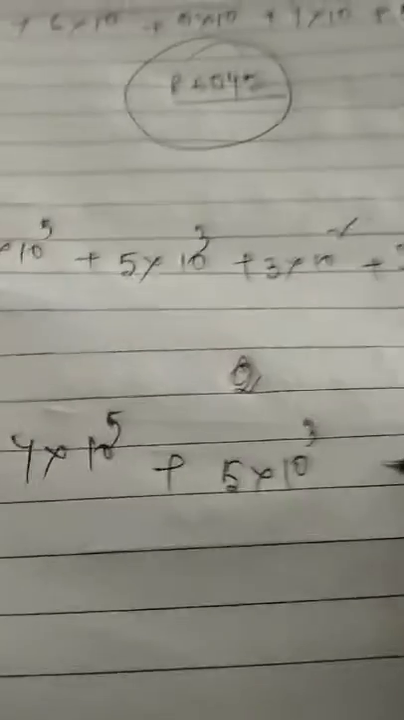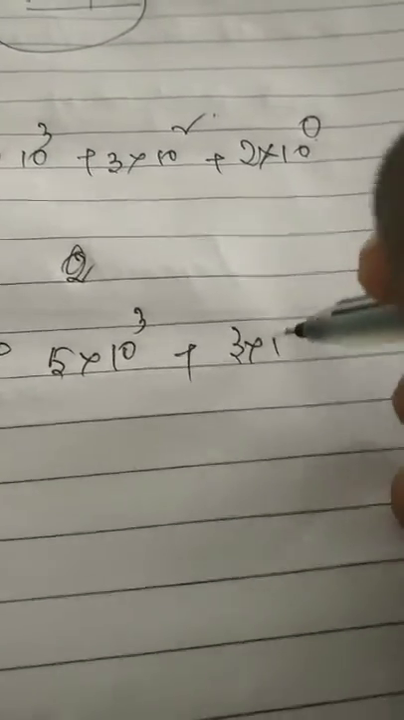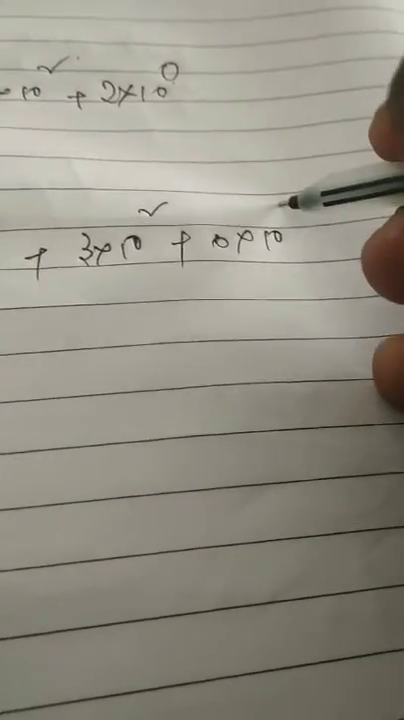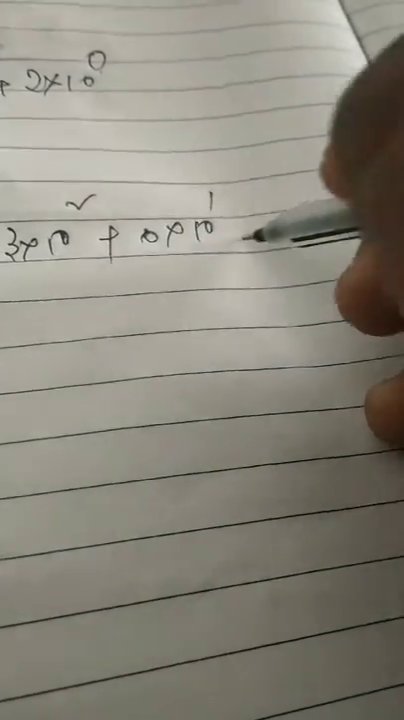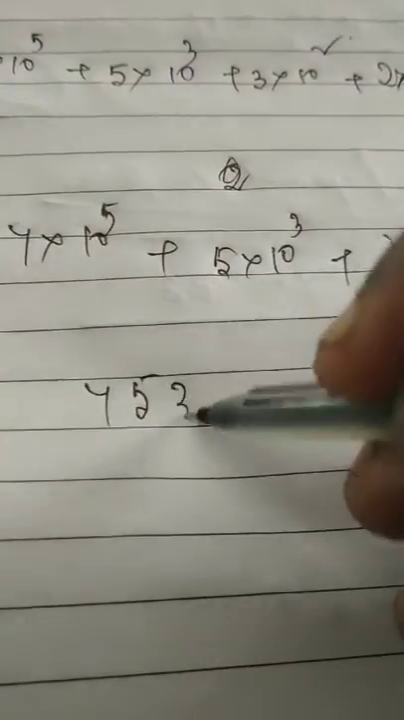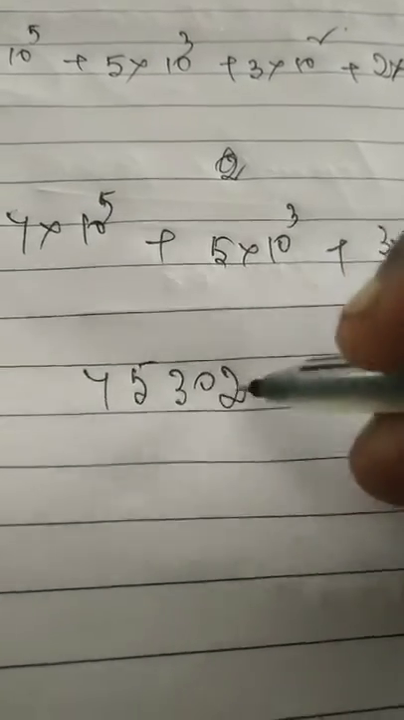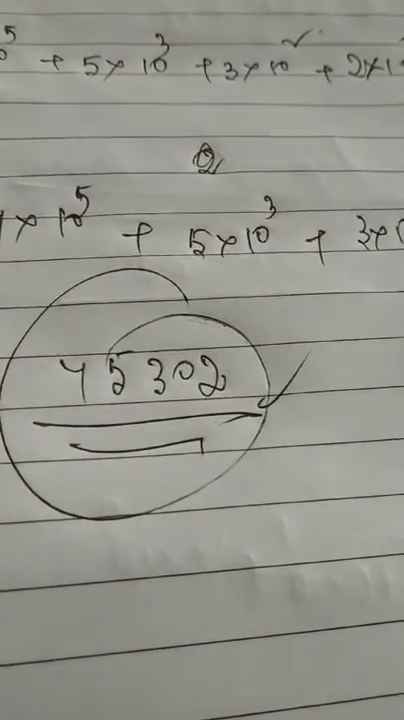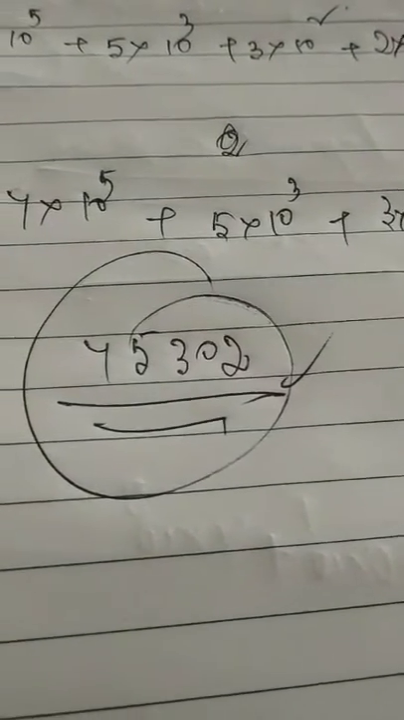So I'll rewrite this in this way: 4 into 10 to the power 5 plus 5 into 10 to the power 3 plus 3 into 10 to the power 2 plus, as there is no number, 0 into 10 to the power 1, plus 2 into 10 to the power 0. As there is no 10 to the power 1 term, I have multiplied 10 to the power 1 with 0. Now I'll simply write 4, 5, 3, 0, 2. This is our answer. I believe, children, these are very clear.